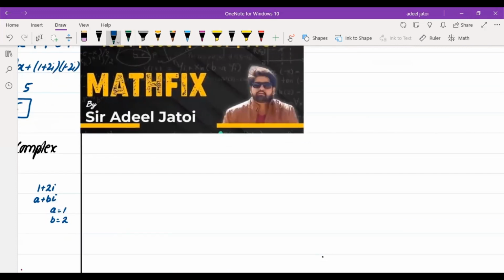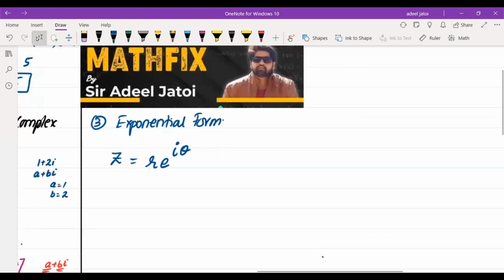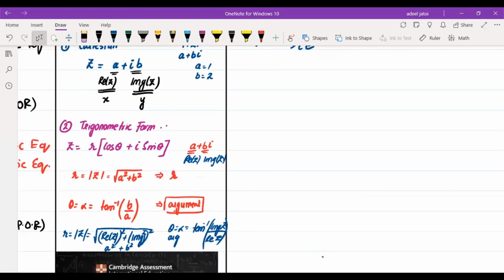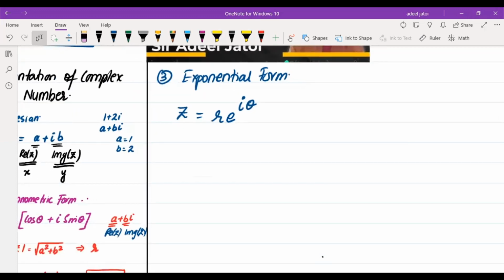The third form is the exponential form, which is Z is equal to R e to the power iota theta. And R and theta will be found out just like we found out in the trigonometric form, which means R will be under root A square plus B square, whereas theta will be tan inverse of B upon A.